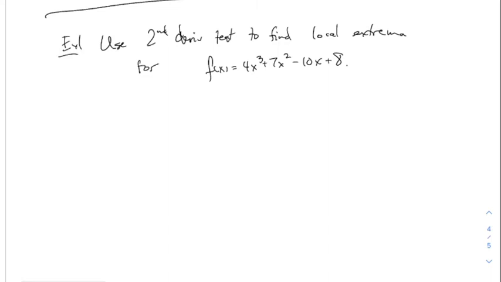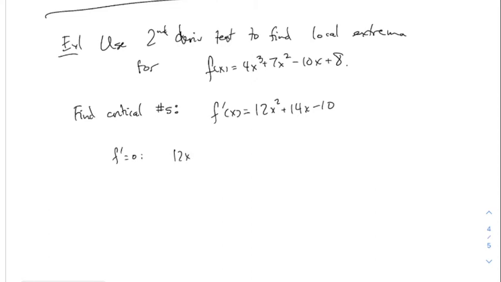So what we do is, first of all, we find the critical numbers. The critical numbers, remember, are where the first derivative equals 0 or the first derivative does not exist. So I've got to find f prime of x. Take the derivative here. It's going to be 12x squared plus 14x minus 10. To find the critical numbers, you set the first derivative equal to 0, and also you say when the first derivative does not exist. So f prime equals 0: 12x squared plus 14x minus 10 equals 0.